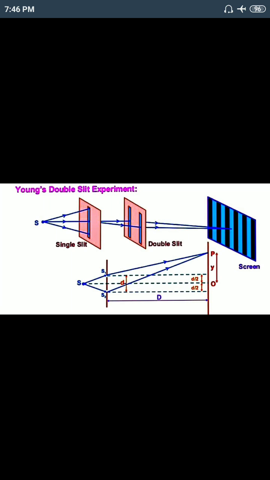Now from slits S1 and S2, capital D is the distance from the screen to the slits. We consider a point P. We don't know at point P whether the interference will be constructive or destructive. So we find out both conditions. If it is constructive, what happens? If it is destructive, then what will be the fringe width? These things we will detail in the next slide.